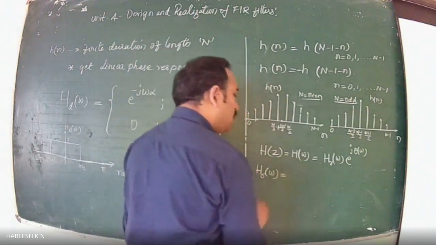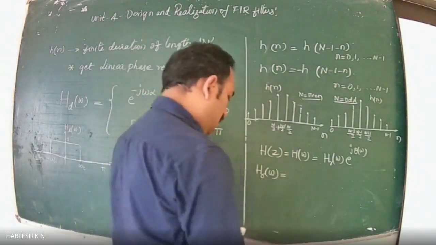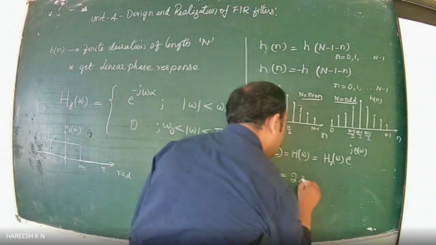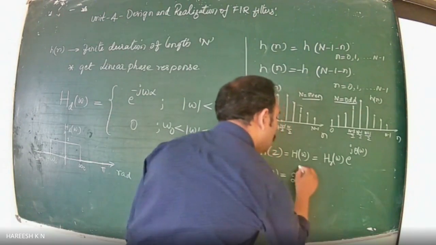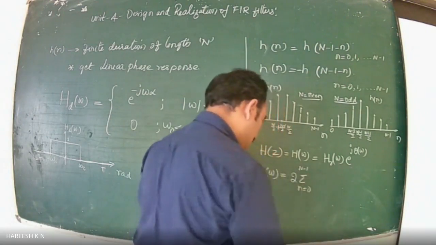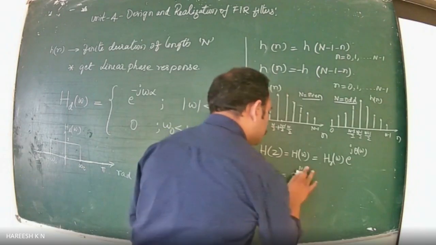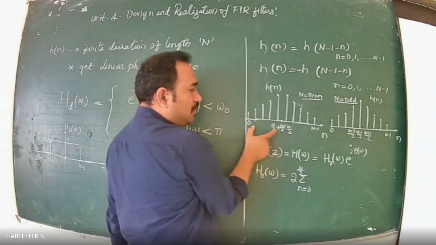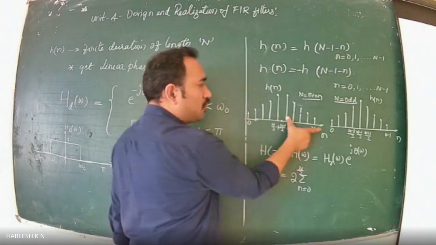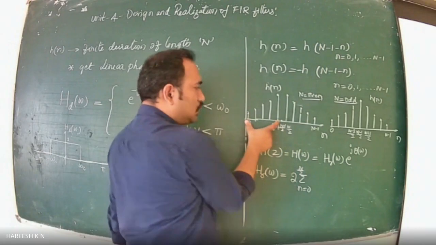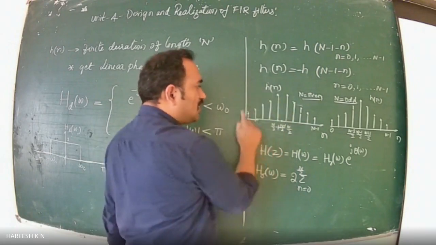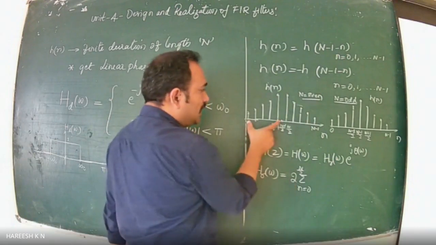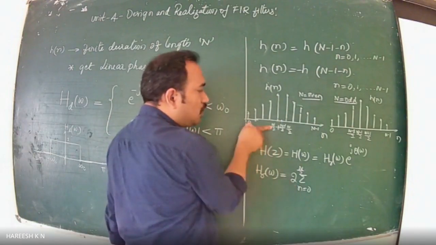h_r of ω for n even is equal to 2 into summation n varying from 0 to n by 2 minus 1. Since it is even, the samples repeat afterwards, isn't it? Therefore, twice the sum of all these samples. Twice, from where to where is it unique? From 0 to n by 2 minus 1, isn't it?